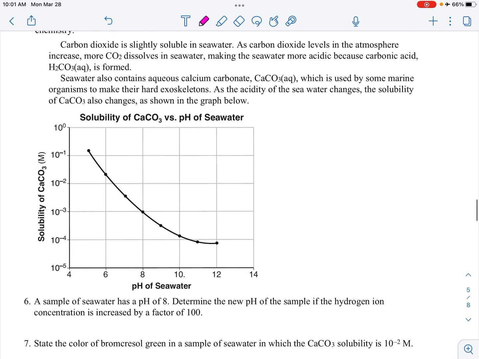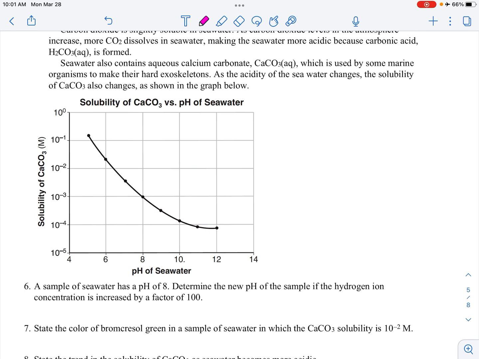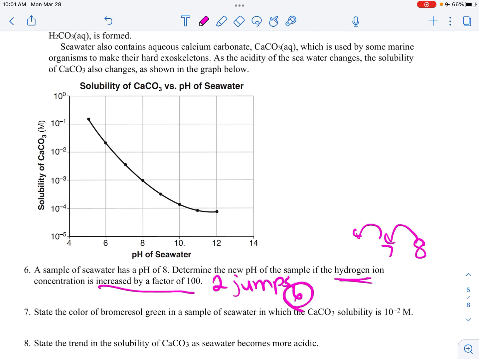Okay, so you should read that. A sample of seawater has a pH of 8. Determine the new pH of the sample if the hydrogen ion concentration is increased by a factor of 100. So that's 2 jumps, because each jump on the pH scale is worth 10, and we're becoming more acidic because hydrogen ion is increased. So if it starts at 8, we're going to go back. 8 goes to 7, goes to 6, pH of 6. There's no give or take with that.